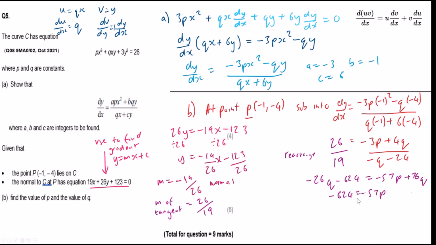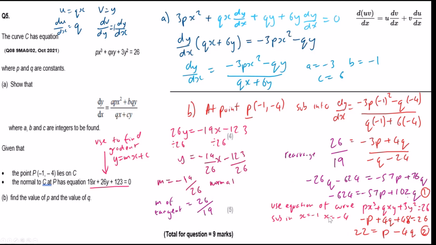Right, I've rearranged it to this. It doesn't matter how you rearrange it. You might do it a different way. And then I've said use the equation of the curve. We've got this. We sub in our coordinates. And I'm sorry, I should have written y equals -4 there. That should say y equals -4. And we get our second equation. And then you solve simultaneously.